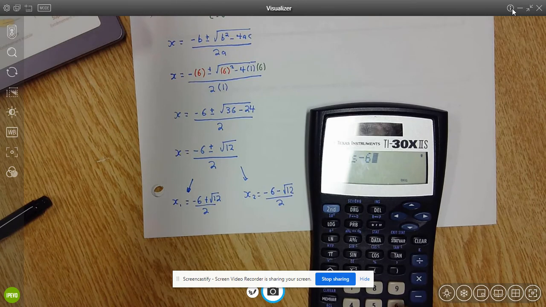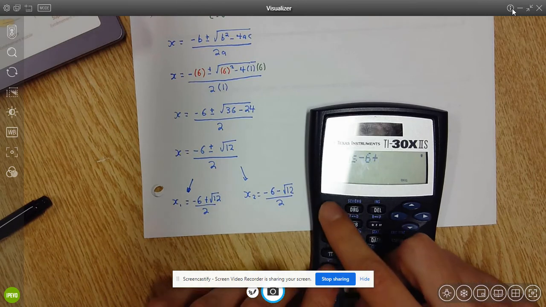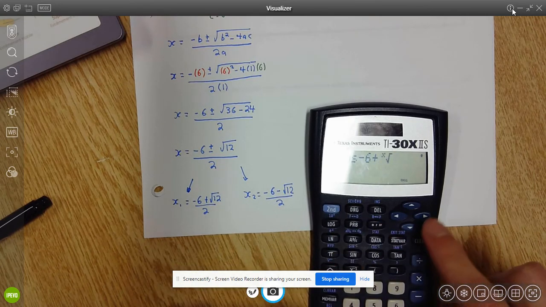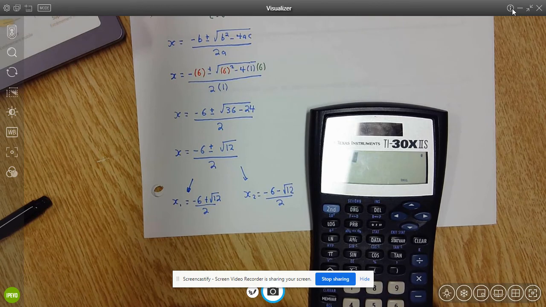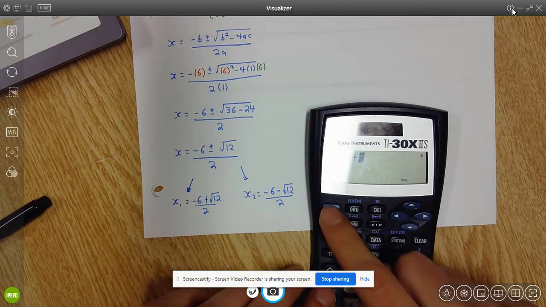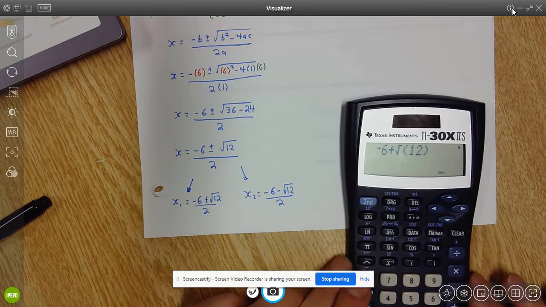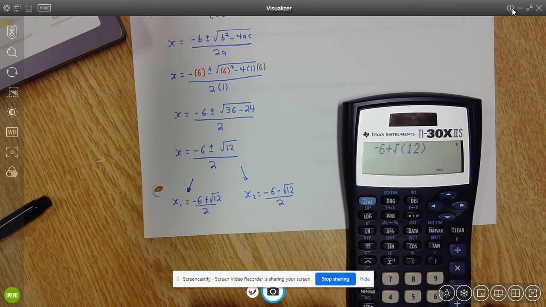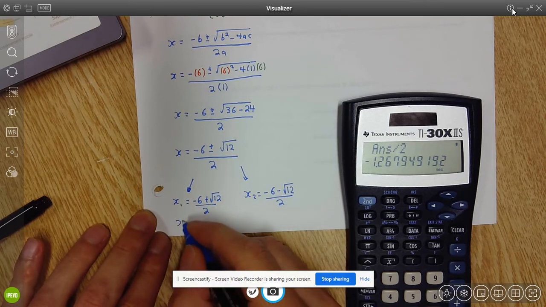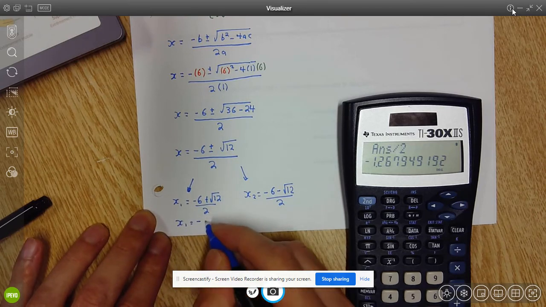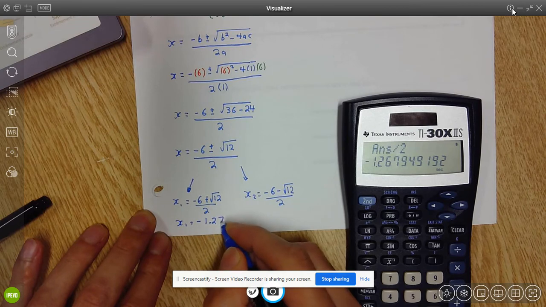So I've got negative 6 plus the square root of 12. And the square root of 12 is not a rational number. That's why we couldn't factor. The square root of 12 actually goes on forever if you want to try that in your calculator. Sorry about the glare. So I'm going to add those. Be careful of your BEDMAS. I'm going to do the top of my fraction first, and then divide by 2. I'm just going to round to a couple decimal places. So x1 equals negative 1.27.